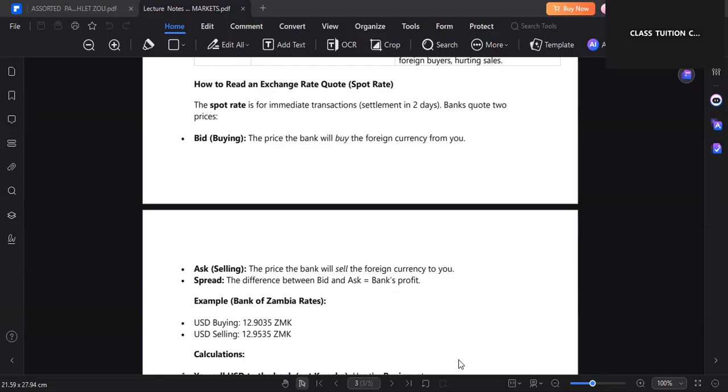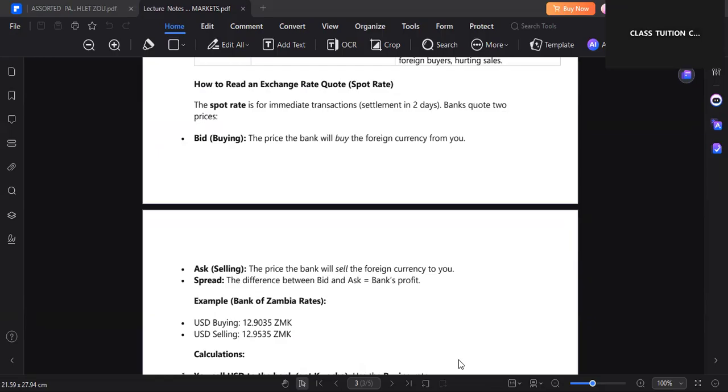is 12.9035 and selling, which is the ask price, is 12.9535. Notice something important here. The bank buys at a lower price and sells at a higher price. Why? It's because the difference, or the spread, is what the bank profits from. So you need to remember this golden rule. If you are selling foreign currency to the bank to get kwacha, you use the buying rate. But if you are buying foreign currency from the bank to pay with kwacha, you use the selling rate.